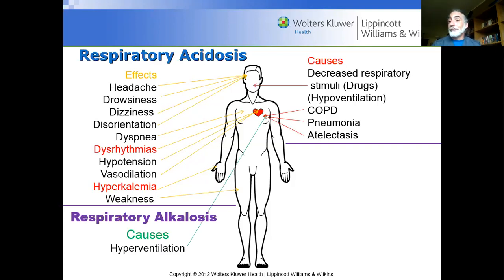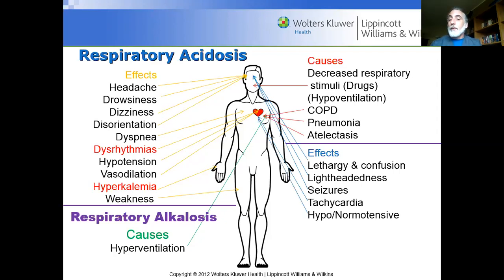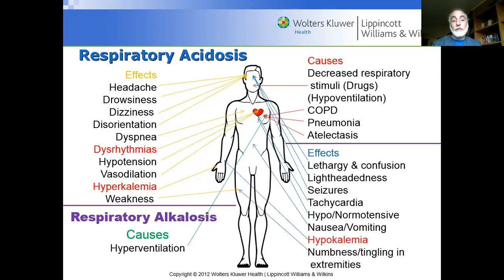Causes. Weird. Hyperventilation. It's respiratory. So hyperventilation, respiratory rate is increased. You're blowing off more CO2 than you really want to. Effects. Okay, so let's take a couple here. We might have some tachycardia, lethargy and confusion, lightheadedness, potential seizures. Blood pressure could be hypotensive, could be normotensive.